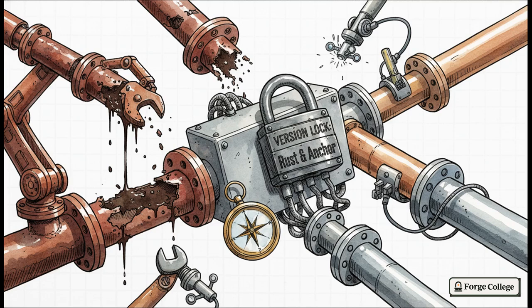Now, here is a massive pro tip. You must strictly pin your Rust and Anchor versions. The Solana ecosystem moves exceptionally fast, and leaving versions floating is a guaranteed recipe for surprise build failures on a Friday afternoon. Nobody wants that.